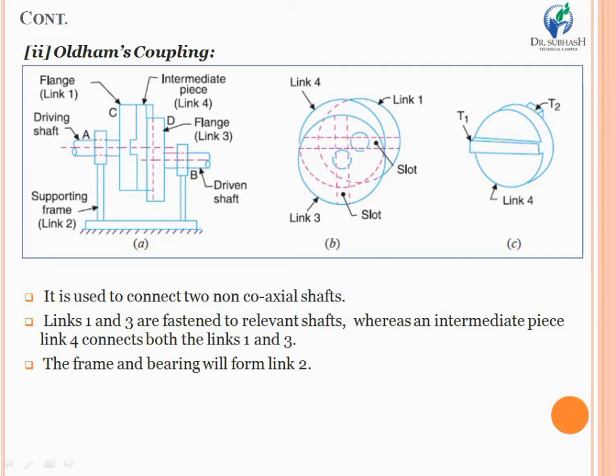Once you give rotation to the driving shaft, the driving shaft will transmit its rotation to link 1, that means flange 1, and flange 1, we know, is connected through projection and slot to the intermediate piece. So the intermediate piece will receive the rotational energy, and again the intermediate piece is connected with the driven flange, and the driven flange is connected with the driven shaft. In that way you can have the motion as well as power and torque transmission from the driving shaft to the driven shaft.